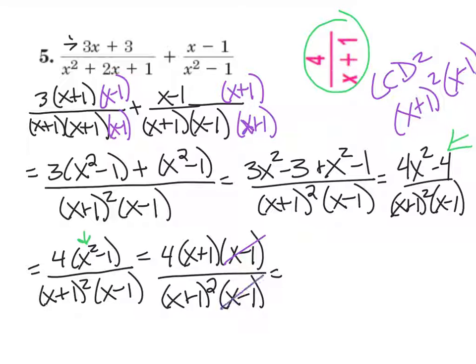x minus 1 divided by x minus 1 cancel. And x plus 1 to the 1 divided by x plus 1 squared becomes, what I'm going to be left with here is an x plus 1 on the bottom. So my final answer is what I have on the top. Oops, and this x plus 1 is going to be gone. What I have on the top is a 4. What I have on the bottom is an x plus 1.